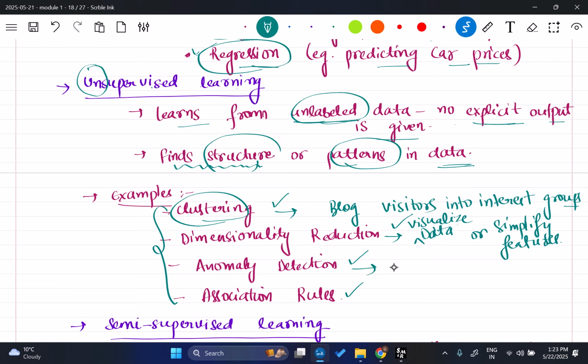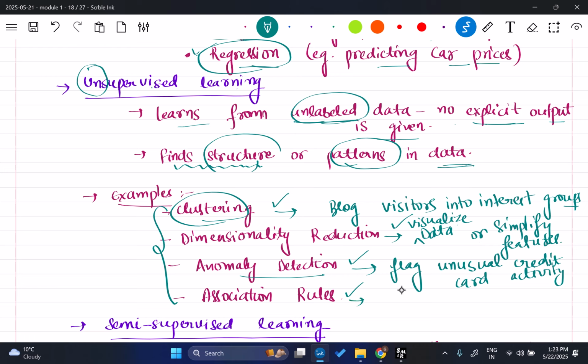Anomaly detection means we want to flag some kind of unusual things. Like in the case of credit cards, if we want to flag any kind of unusual activity, then we can use the concept of anomaly detection, applying the concepts of ML which are used to flag such kinds of activities.